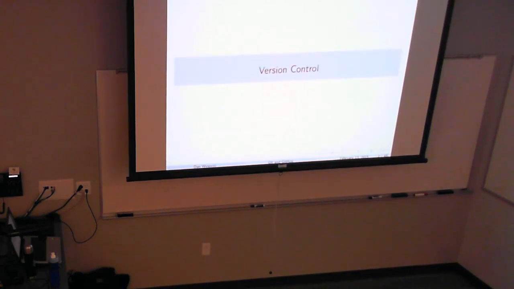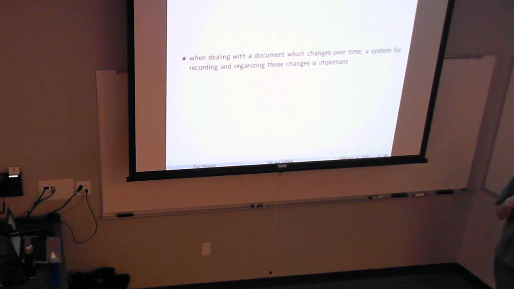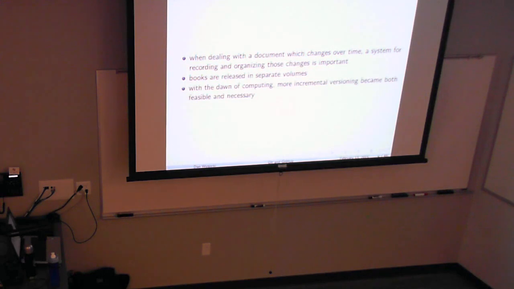So version control. When you're dealing with some kind of document that's changing over time, it's pretty important to have some record of the changes you've made in the past if this is a big document. Even before we had computers, we had some sort of version control, like books had different volumes. And when computing began, more incremental versioning than just volume one, volume two became both possible and necessary when we were making these big, complicated systems.